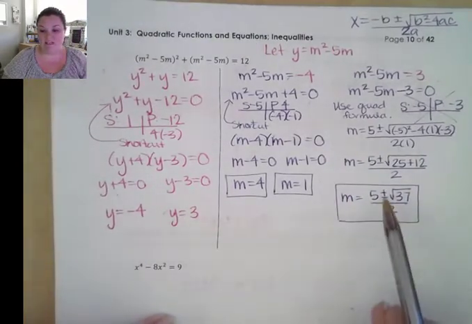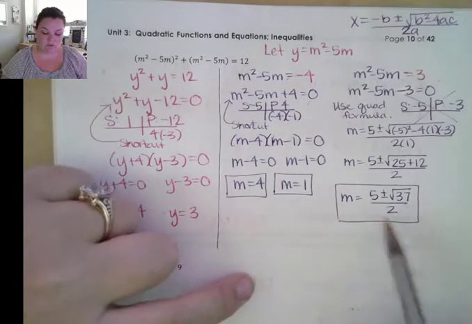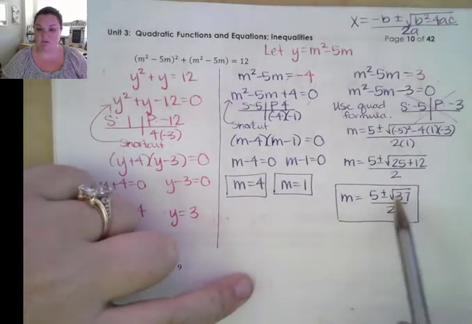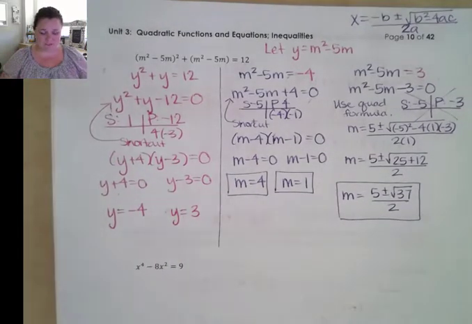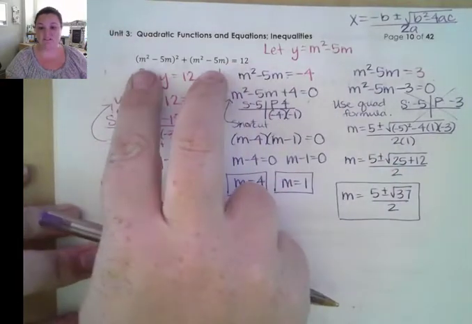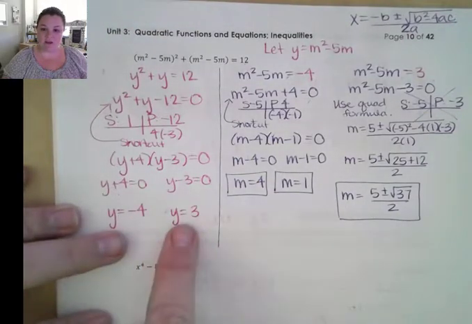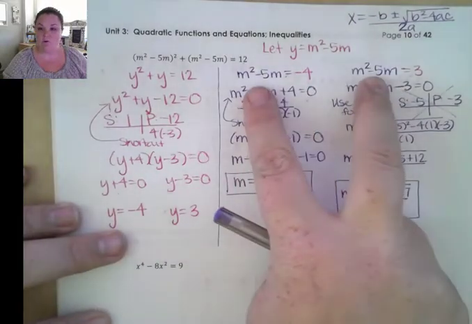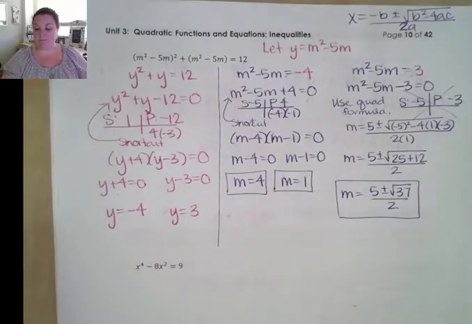In my math lab, you'll have to enter this as two separate answers, right? 5 plus the square root of 37 over 2 and 5 minus the square root of 37 over 2. But on exams or worksheets, I'm fine with you leaving it like this. Okay. So again, in a nutshell, substitution is picking a new letter to substitute out something horrible so that we can easily solve. And then once we solve, we just have to put back in what we originally took out and then solve, okay? Let's look at one more type that uses substitution.